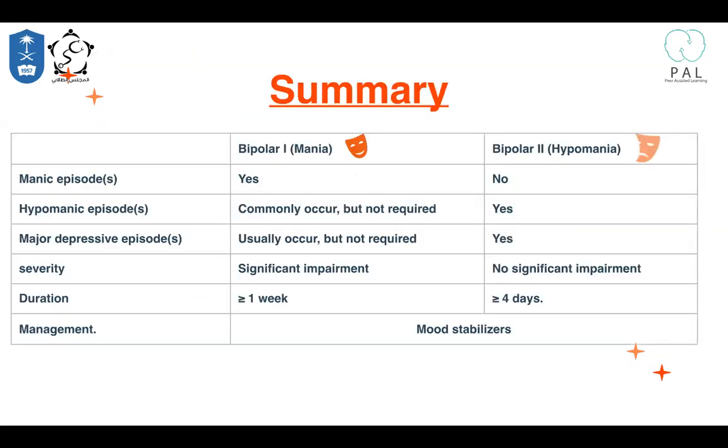طيب فهنا الفرق بين bipolar 1 و bipolar 2. Bipolar 1 هو المانيا. Manic episode yes present in bipolar 1. Manic episode it is not there in bipolar 2. طيب hypomanic episode can be in bipolar 1 but is necessary in bipolar 2. Major depressive episode can occur in bipolar 1 but it is necessary in bipolar 2.